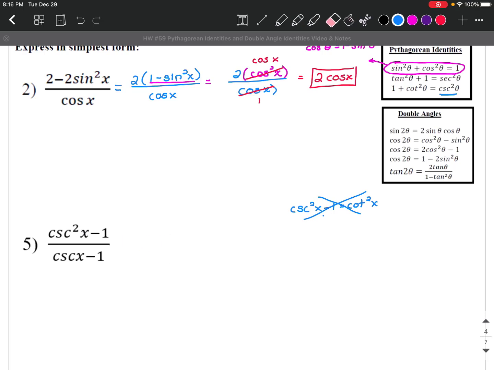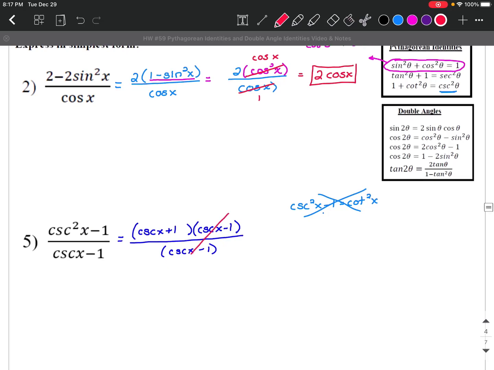I'm going to go back and I'm going to look again. I'm going to say, oh, wait a minute. I can factor that top. That numerator is a difference of 2 squares. Cosecant x times cosecant x would give us cosecant squared x. And if I add 1 and subtract 1, now I have that factored. And in the bottom, I keep that. And now I have an exact match that cancels out. And we're left with cosecant x plus 1.